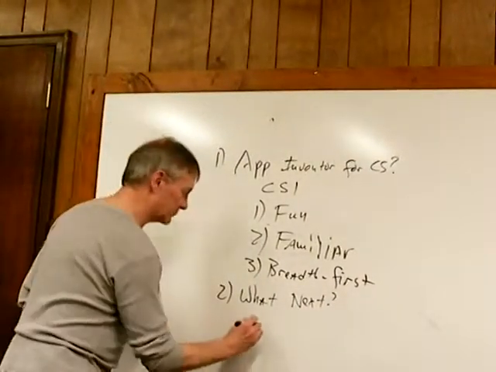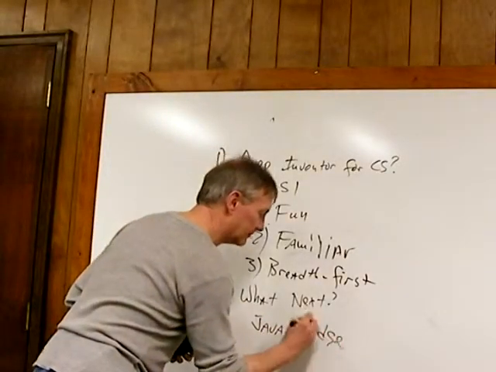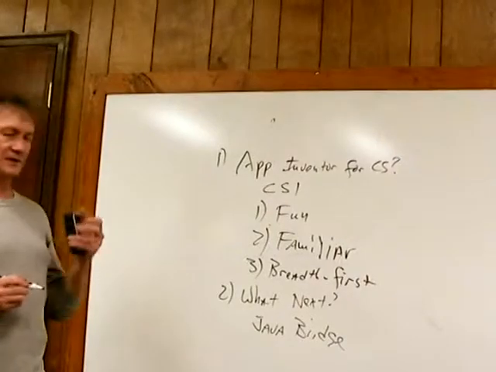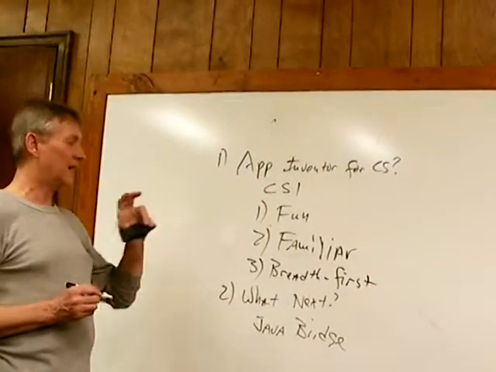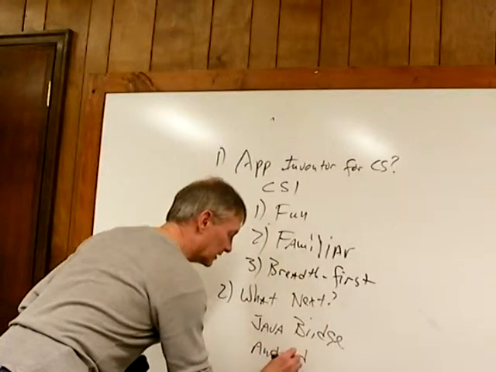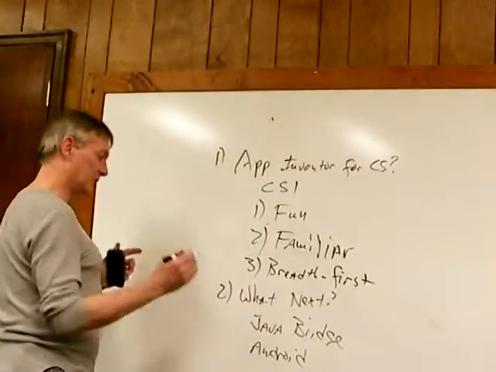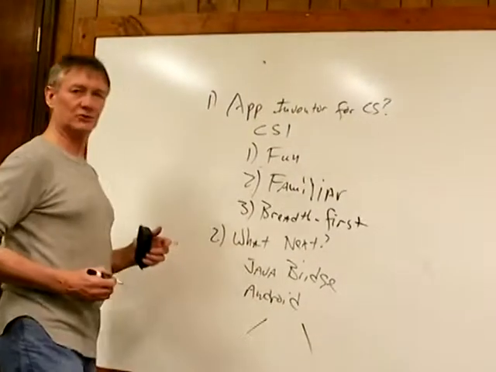which is a set of Java classes called the App Inventor Java Bridge, which is a set of classes that emulate the App Inventor interface in Java. And then from there, because we're using Android as our platform to start with, we're transitioning them to Android. And we do this through a two-track deal.